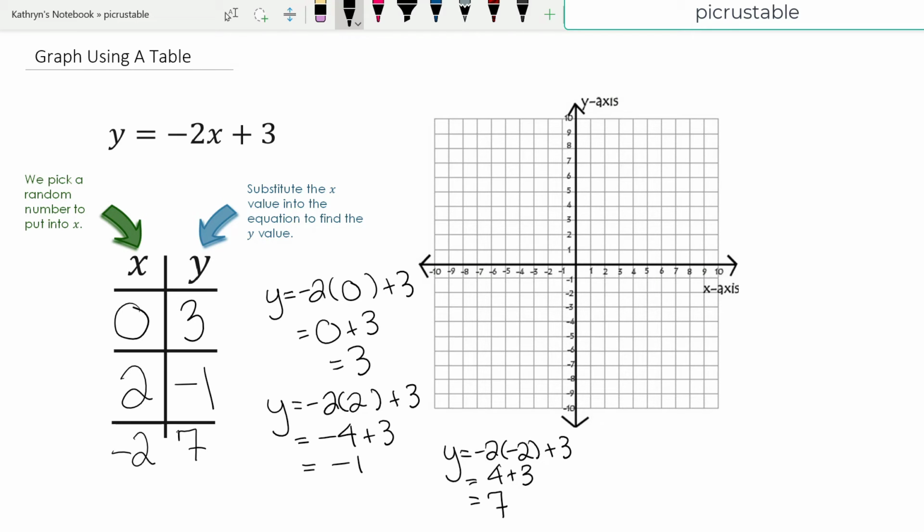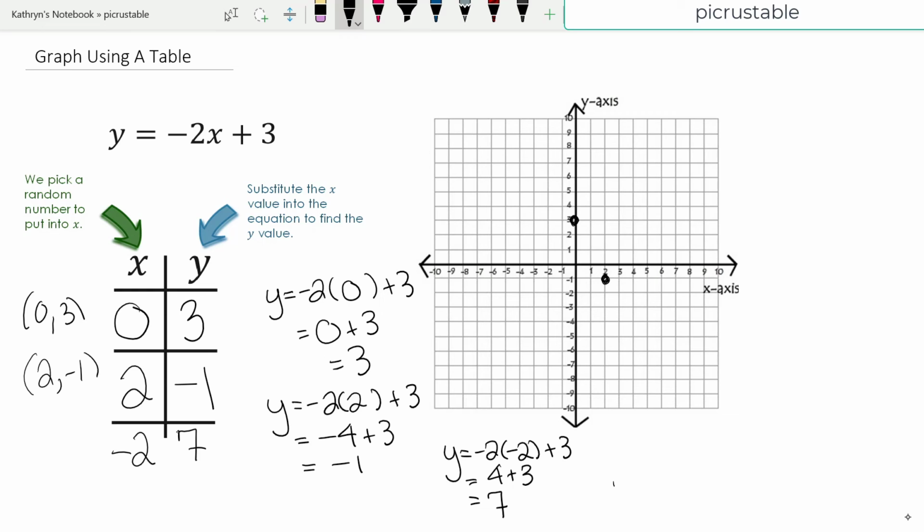So now let's graph those. The first one I'm going to graph is (0, 3). That means it's 0 on the x and 3 on the y. So we're going to put a point right here. My next ordered pair is (2, negative 1). That means I'm going to go 2 on the x, but down 1 on the y. And there's my next ordered pair.